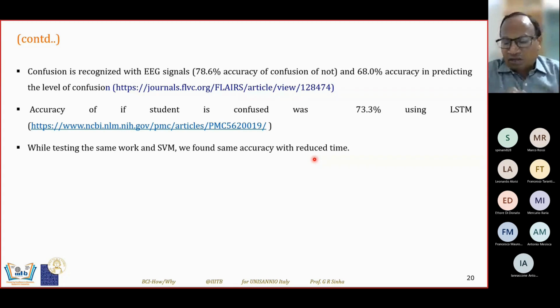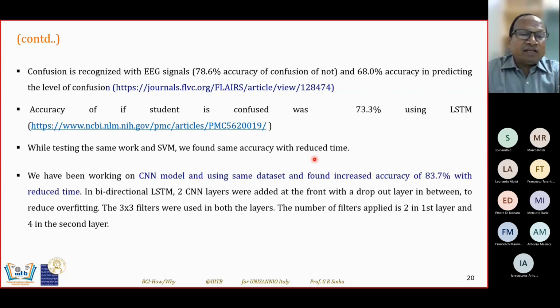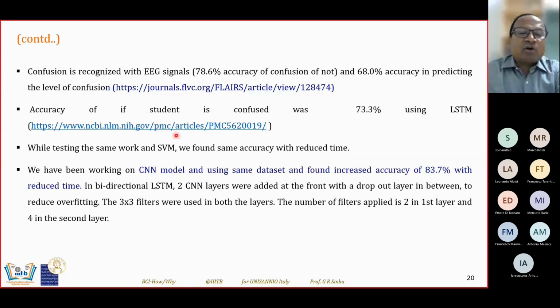So you can understand that when you want a better outcome, a better conclusion, you always need more people. But at the same time, we need to admit that getting samples or subjects, especially in medical and biomedical research, is a tedious task. How can you encourage people to provide their data? So we have been working on a CNN model. The students tried to implement a CNN model using the same data set, and increased accuracy was found. Can you see, 73.3% to 83.7%? This was not attempted with the reduced time.